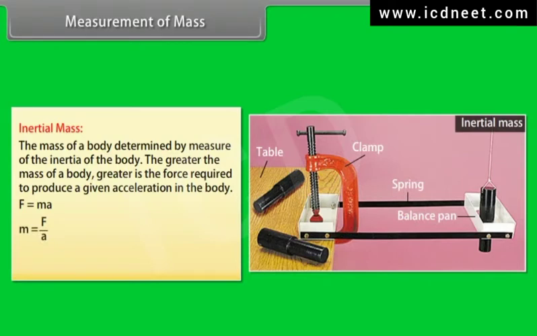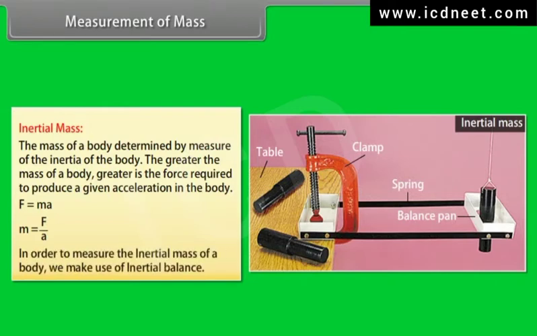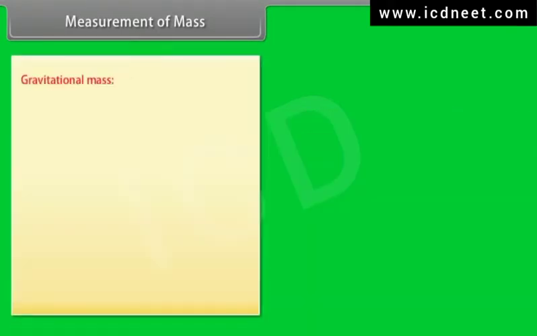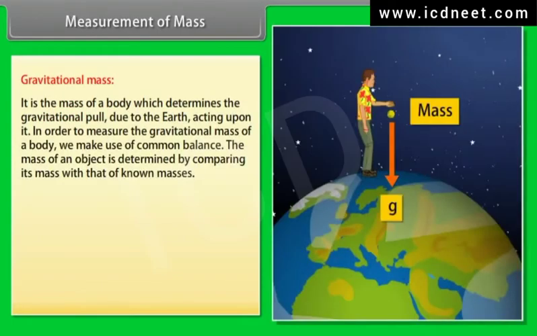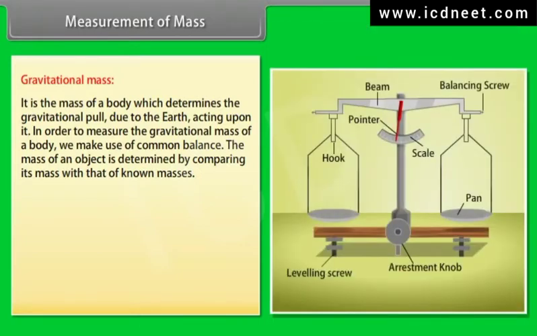Thus, a very heavy body has a larger inertial mass than a light body. In order to measure the inertial mass of a body, we make use of an inertial balance. Gravitational mass. It is the mass of a body which determines the gravitational pull due to the earth acting upon it. In order to measure the gravitational mass of a body, we make use of a common balance. The mass of an object is determined by comparing its mass with that of known masses.